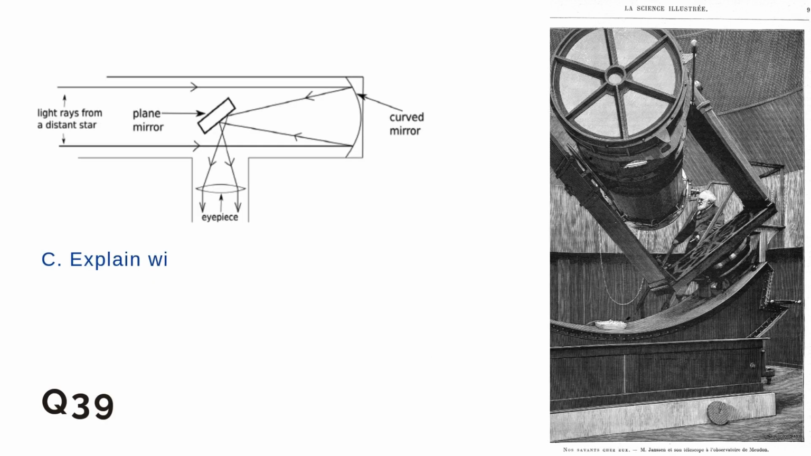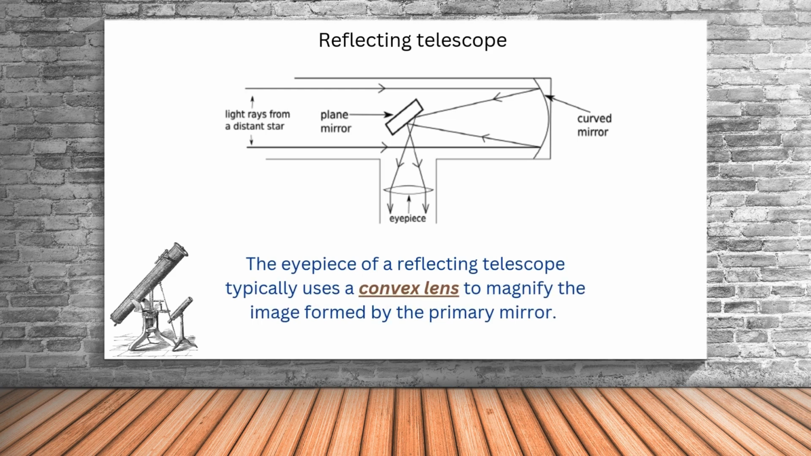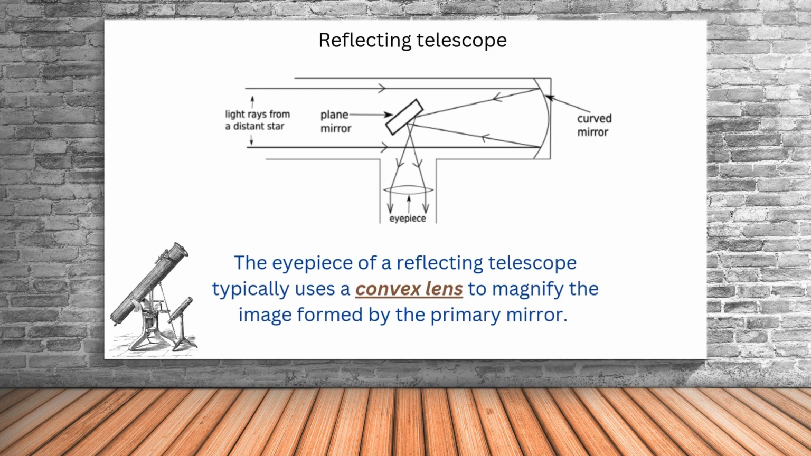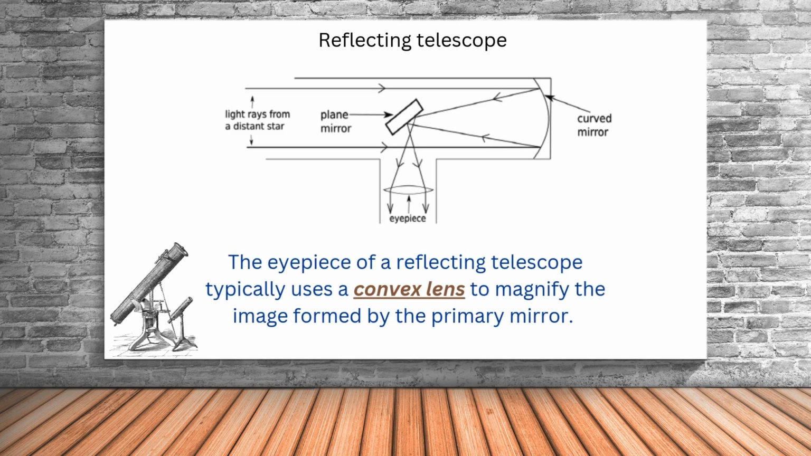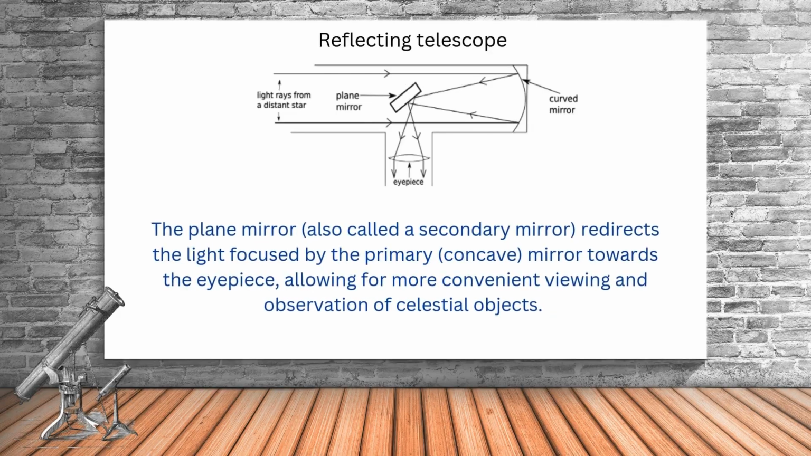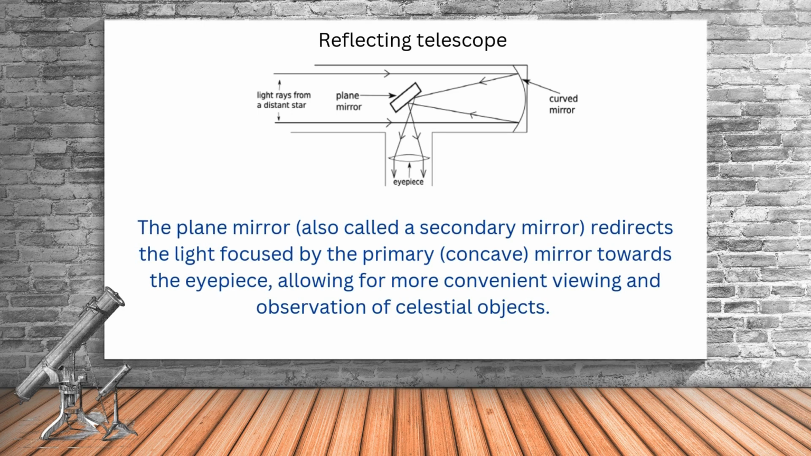Next is, explain with reason what kind of optical device is used at the eyepiece. Well, the eyepiece of a reflecting telescope typically uses a convex lens to magnify the image formed by the primary mirror. All this is pretty interesting, right? Now the last part is, what is the role of the plane mirror in the telescope? You wanna guess? Well, a plane mirror redirects the light focused by the primary mirror towards the eyepiece, allowing for more convenient viewing and observation of celestial objects.